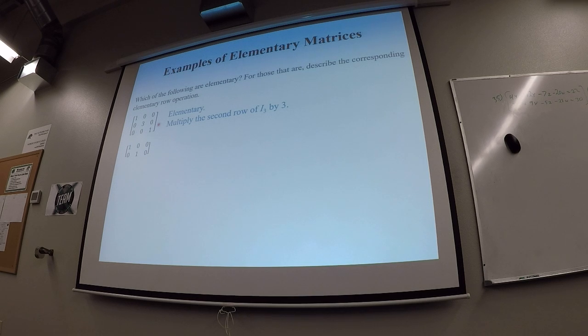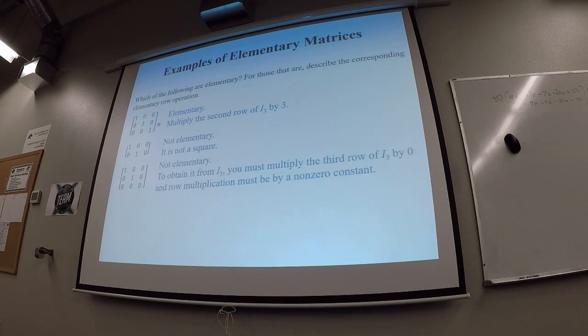All right, what about this one? Is it elementary or not? No, because it's not square. What about this one? Well, there's only one thing that's different, right? But the problem with it is that because it's a zero, you have to multiply the third row by a zero. And elementary has to be a non-zero that you would multiply by. Does that make sense? So, of course, math always has an exception.